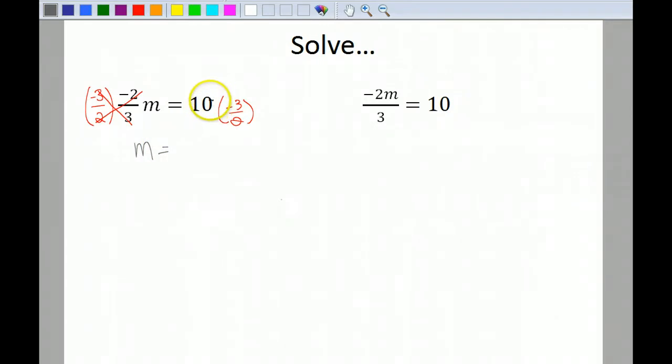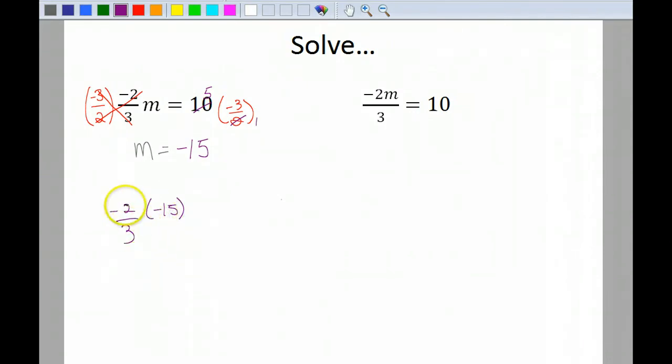So now I've got 10 times negative 3 over 2. I can simplify here. 2 goes into 2 one time. 2 goes into 10 5. Now what's 5 times negative 3? Negative 15. Now, if these make you a little more uncomfortable, you may want to check these a little more regularly, and I personally recommend that you check all of them.